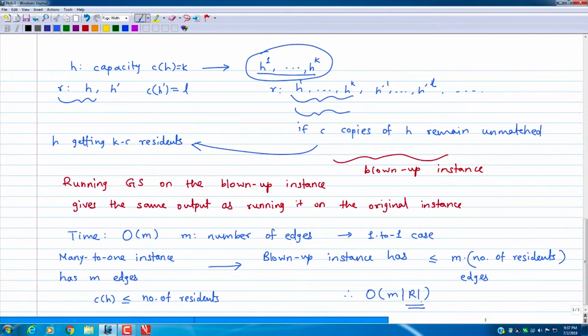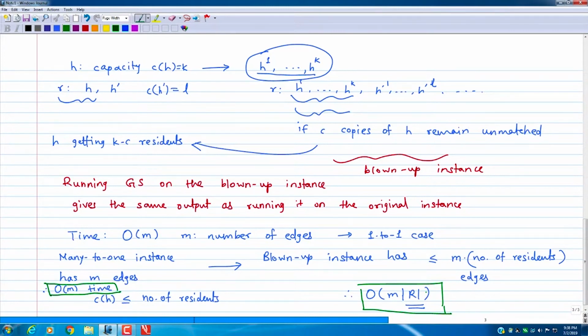Whereas if we execute the Gale-Shapley algorithm on this non-blown up instance, the original instance, we are again going to get order of m time. So order of m time if we don't blow up versus order of m times mod r time if we blow up. Right? So we are becoming slower because of this blow up.